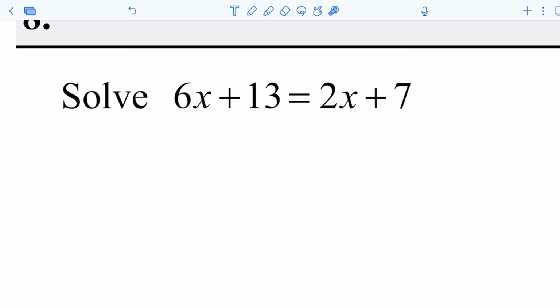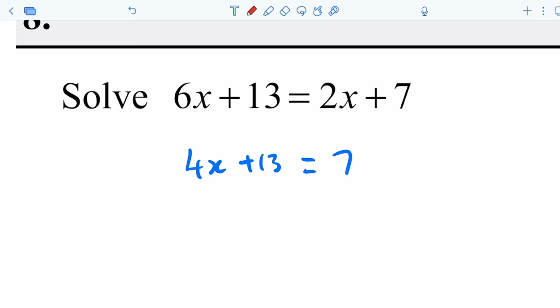Okay, so question 8, same thing, we've got two variables, both being x on either side of the equation. So we need to subtract one from the other, so we can take 2x away from both sides to eliminate that variable. So when we take 2x away from both sides, we have 4x plus 13 is now equal to 7. And then from here, we know how to solve.